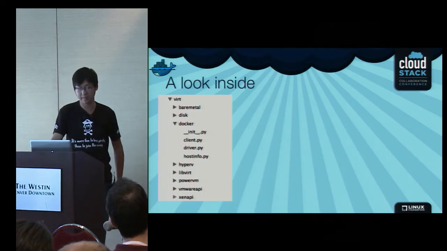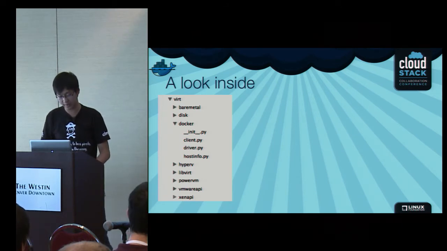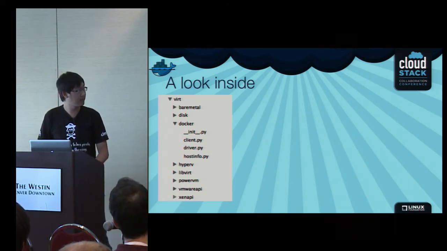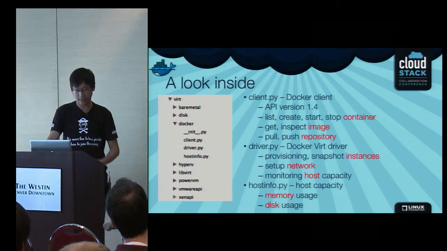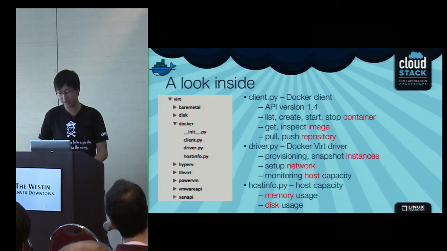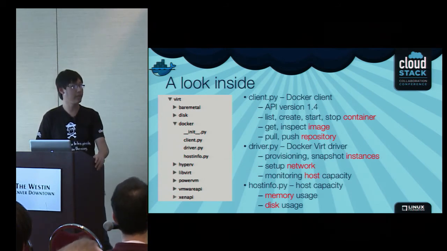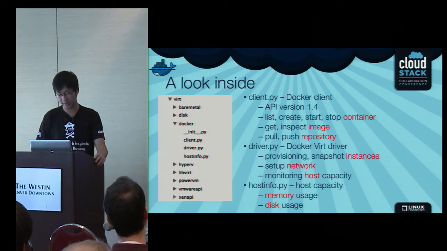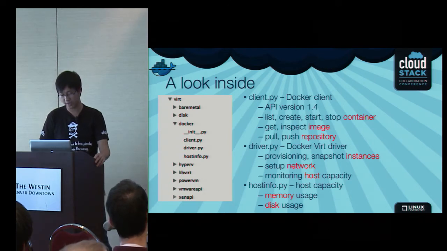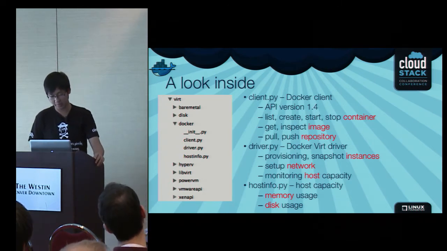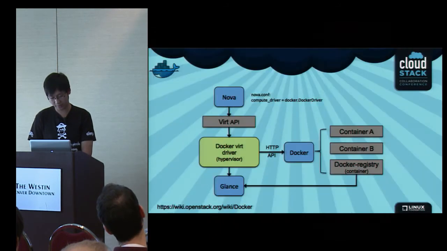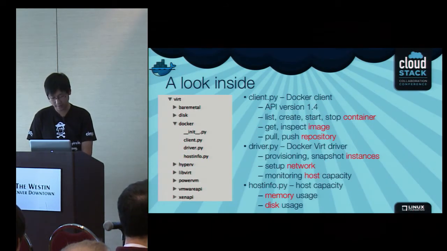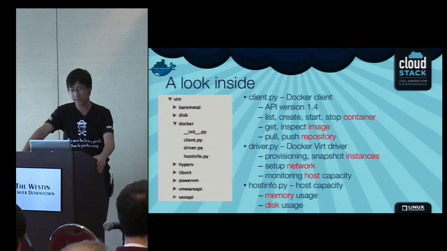Looking inside the implementation in OpenStack, it's just some simple Python files named client, some APIs, and driver.py. client.py is the Docker client that makes HTTP requests to the Docker services. It uses API version 1.4, with basic functions: list, create, start, stop container, get, inspect image, and pull from the repository. And driver.py is actually the Docker driver. It has functions for provisioning and snapshotting the instance.